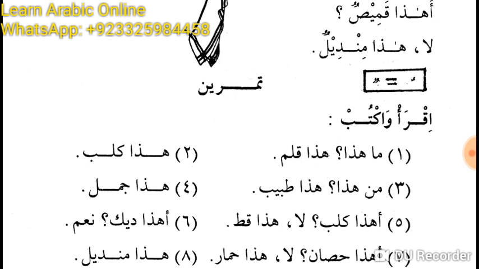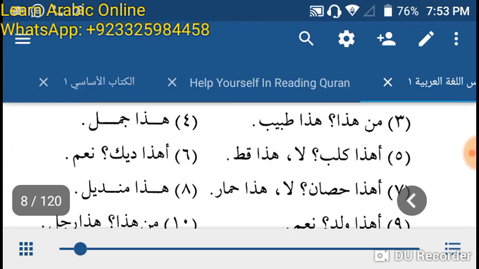Tamreen. It means exercise. Oh, okay. Tamreen is an exercise. Again, it says ikra waktub, read and write. And in the ikra waktub, you see a box in which they have written the two different shapes of tanween. So these are two different shapes of tanween written in the box. Ikra waktub, read and write. So start reading these sentences.